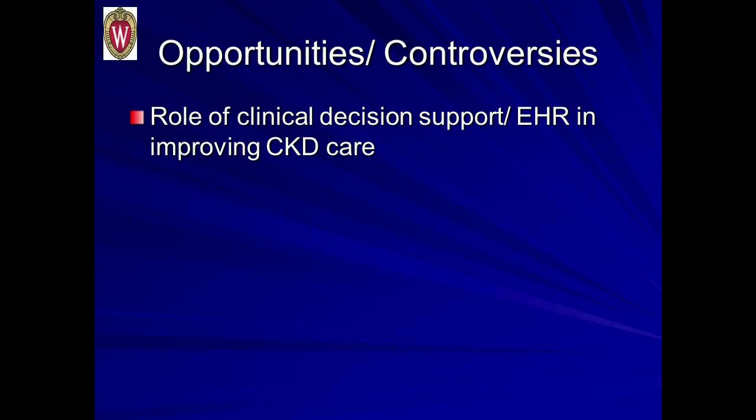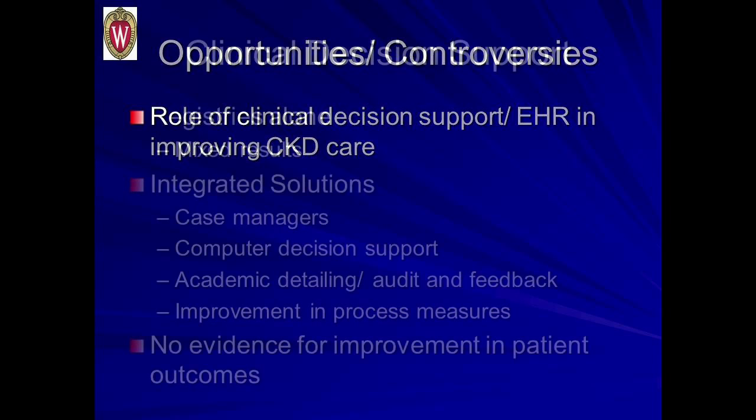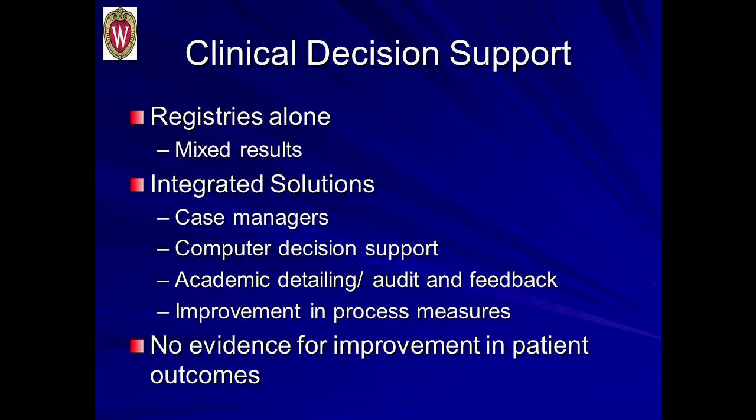So let me move on to the second opportunity here, which is the role of clinical decision support, or the EHR, in improving chronic kidney disease care. What do we know? We know that registries alone don't necessarily seem to work. And the issue with that is it's great to keep track of everyone who has chronic kidney disease, but if you don't have a way of accessing it when you need it, and you don't have someone who is actively going through and contacting those patients, it's not enough. Integrated solutions have worked, where they have a combination of some of these things. So case managers, computer decision support, academic detailing with audit and feedback. So those have improved the process measures. But in fact, we really don't know what kind of implementation strategies improve real patient outcomes.